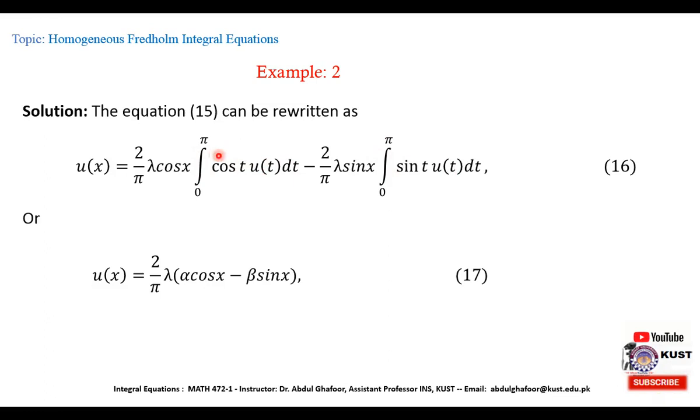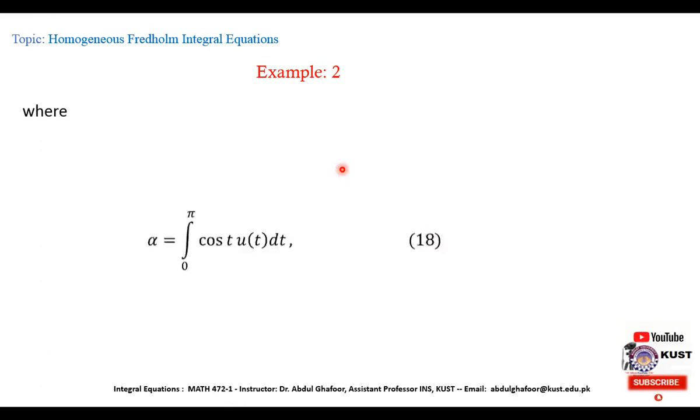So this equation 16 can be written in the form of u of x is equal to 2 by pi lambda, which is common in both. Here is 2 by pi lambda and here is also 2 by pi lambda. So we are taking this common, and the value of this integral should be alpha cos x minus beta sin x, where in equation 17 alpha and beta are these integrals, which are also given in this slide. This is the value of alpha and this is the value of beta.